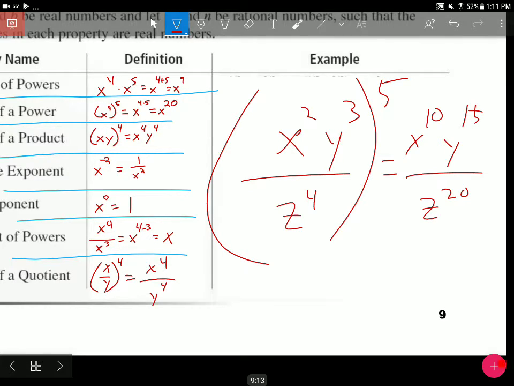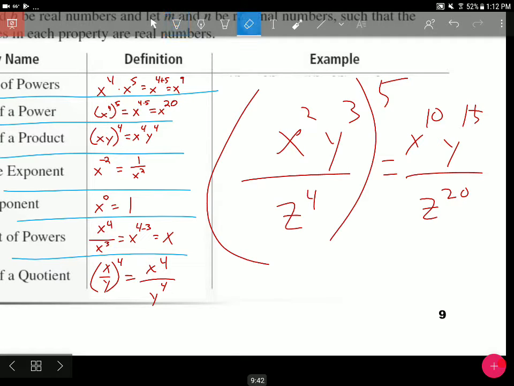Basically what I did is I went over to my power product, and these are the same thing. Just one there multiplying and one there dividing. I basically took the exponent and distributed it to all the other exponents. So 5 times 2 is 10, x to the 10. 5 times 3 is y to the 15th. 5 times 4 is z to the 20th. That's what happened. Cool? That's all that is.